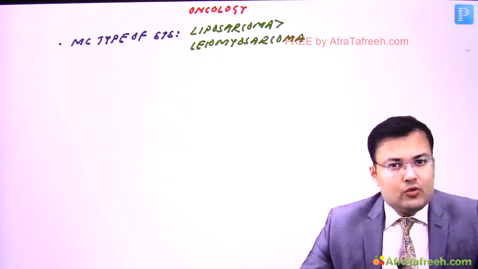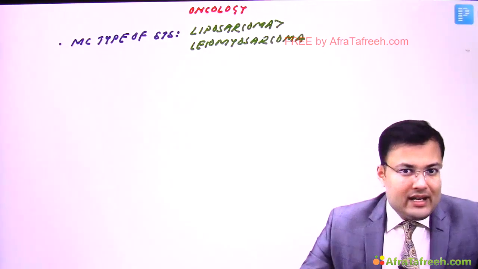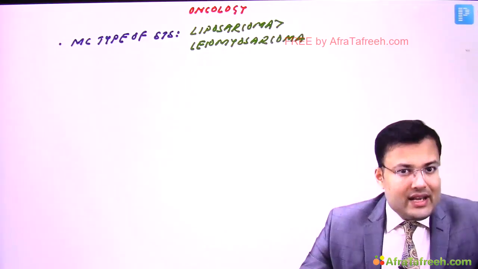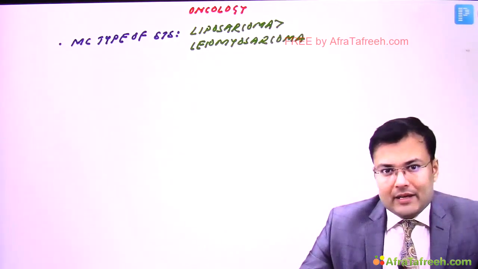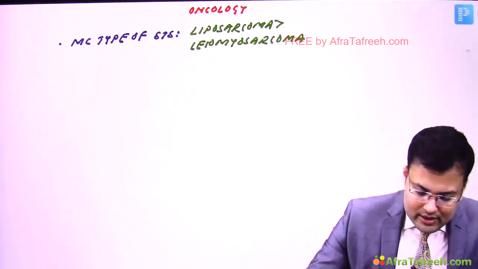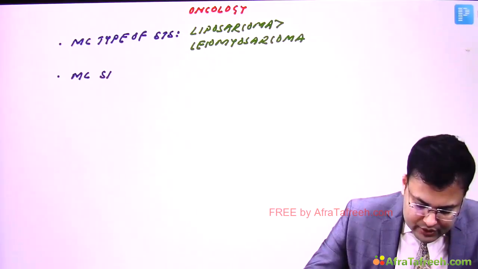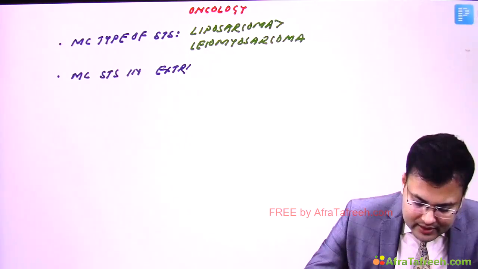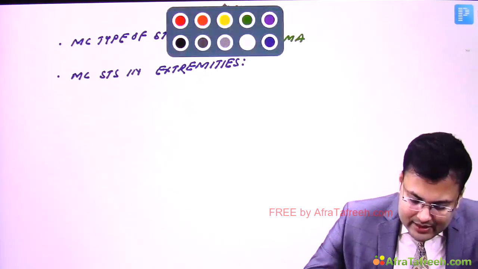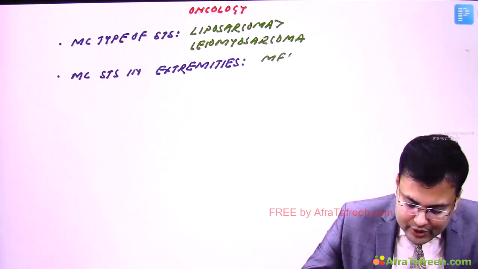Next, what is the most common type of soft tissue sarcoma in extremities? In extremities, it is malignant fibrous histiocytoma. Next important point: most common soft tissue sarcoma in extremities. Clear? So in extremities, this is malignant fibrous histiocytoma.